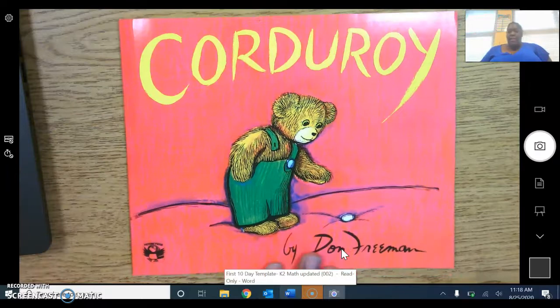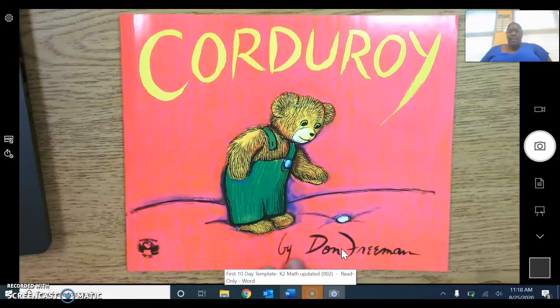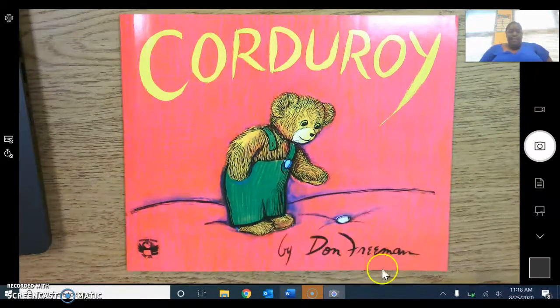So I'm going to start off. We have this book here. It's called Corduroy that we're going to be working in today, and you can see the book on the screen.